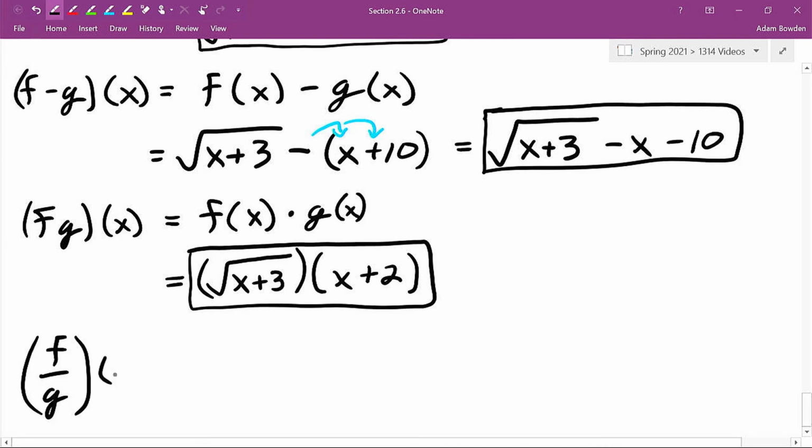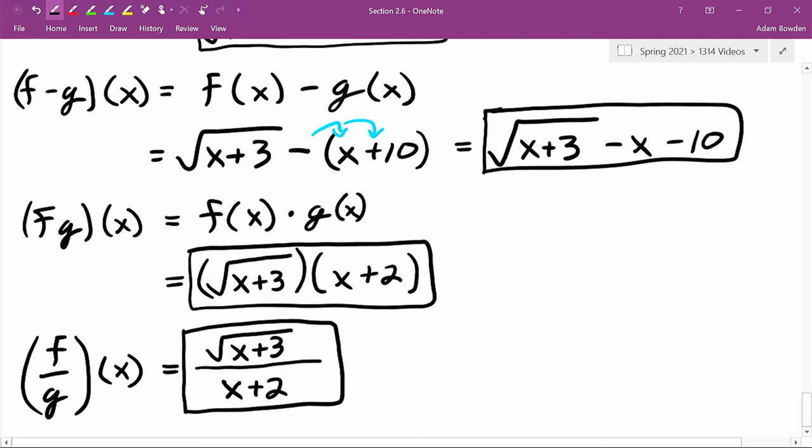Now for the last one, let's do f over g of x. That would look like the square root of x plus 3 all over x plus 10. And that's all that's going on here. That's what that would look like when put together.